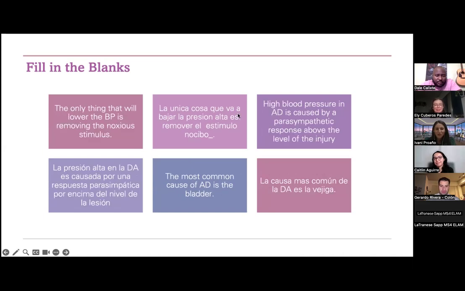So the only thing that will lower the blood pressure is removing the noxious stimulus. So this would be la única cosa que va a bajar la presión alta es remover el estímulo nocivo. And then we have high blood pressure in AD is caused by a parasympathetic response above the level of the injury, which would be the same thing as la presión alta en la DA es causada por una respuesta parasimpática por encima del nivel de la lesión. So yes, at or above T6. And the most common cause of AD is bladder. And la causa más común de la DA es la vejiga.